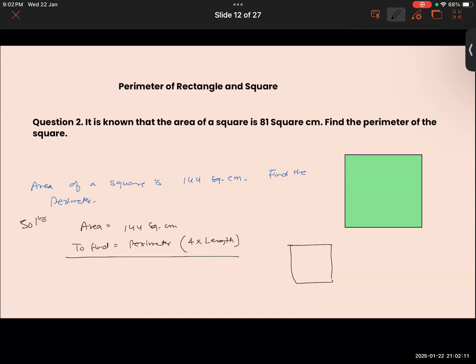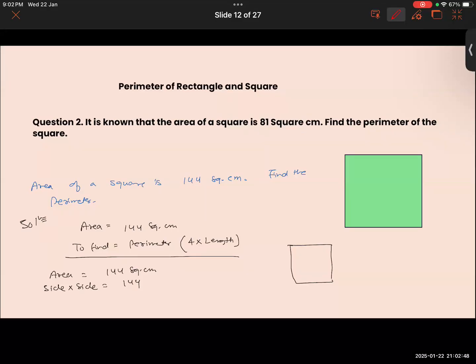Now let's solve it then. Area is given to us as 144 square centimeter. Area for the square is side multiplied by the side. Side multiplied by the side is given as 144. Now, one way to find the answer is to guess the side by multiplying two numbers such that it gives you 144. Which two numbers should be multiplied so that we get 144, and thereby that would be the answer to the question. Getting it now?